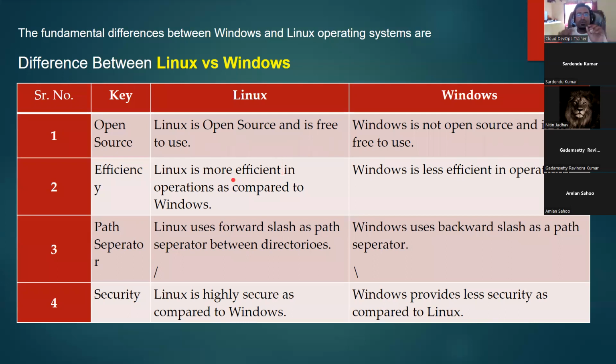Linux is more efficient. If you have less CPU memory, I will suggest you use the Linux Ubuntu flavor. It will be very good. Windows is less efficient. If you have less memory, 4 GB RAM, or a very weak CPU, then you must use Linux. It will be very helpful, and you don't have to change the hardware. Linux uses forward slash, but Windows uses backslash. Okay, there is a difference. Linux is highly secure as compared to Windows. Windows is less secure as compared to Linux.